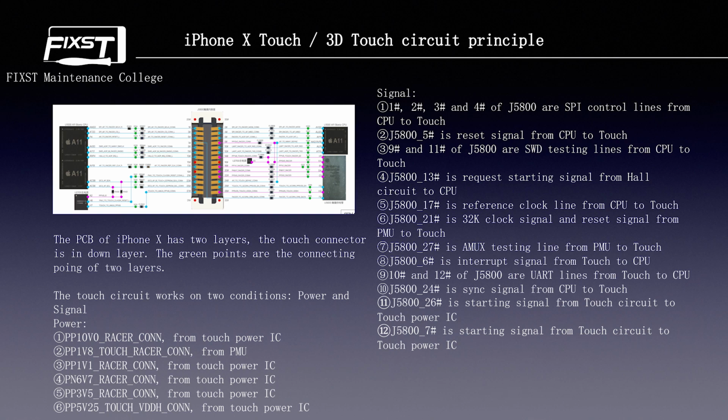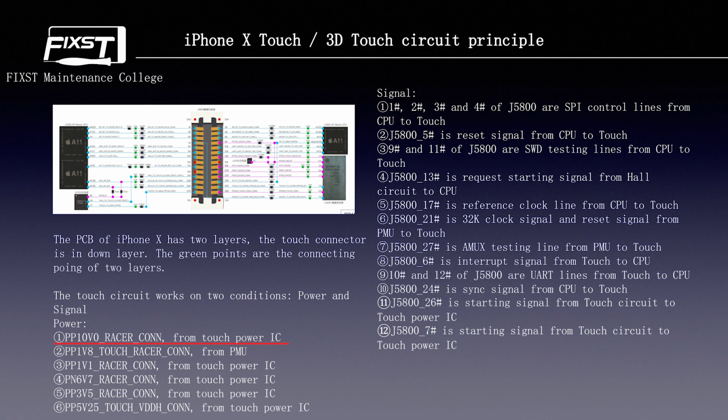Next is iPhone X Touch, 3D Touch circuit principle. The PCB of iPhone X has 2 layers. The touch connector is in the down layer. The green points are the connecting points of the 2 layers. The touch circuit works on 2 conditions: power and signal. Power lines are 6.